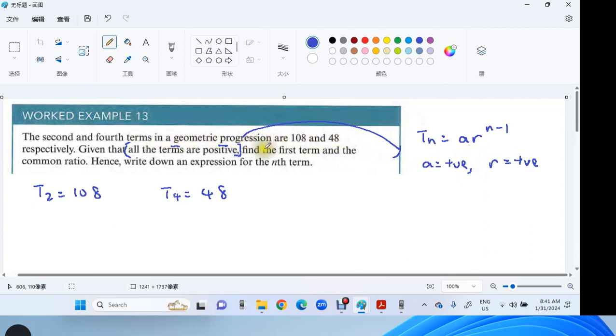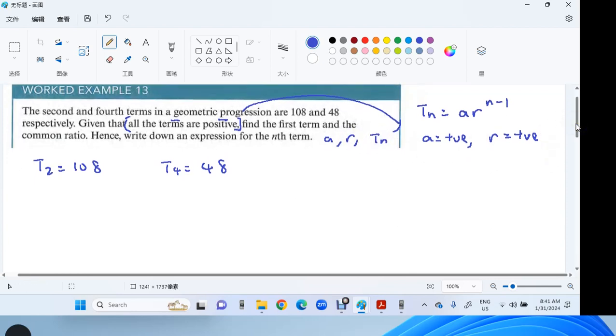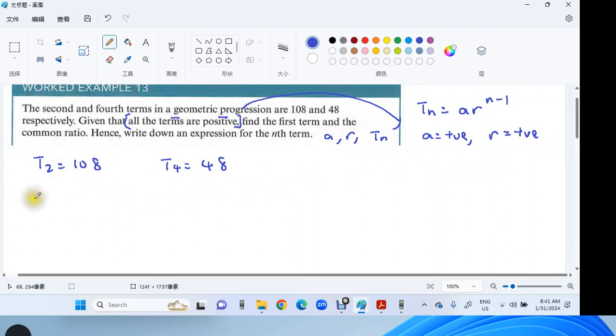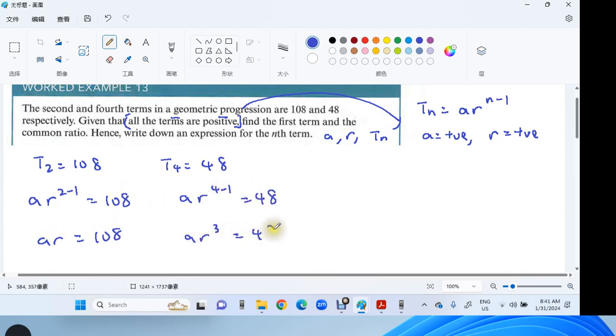Okay, so the question asks us to find the first term and the common ratio, so the question wants us to find A, R, and the Tn. So this one is A R power 2 minus 1, that is A R is 108. This one is A R power 4 minus 1, that is A R cubed is 48. So this is equation 1.